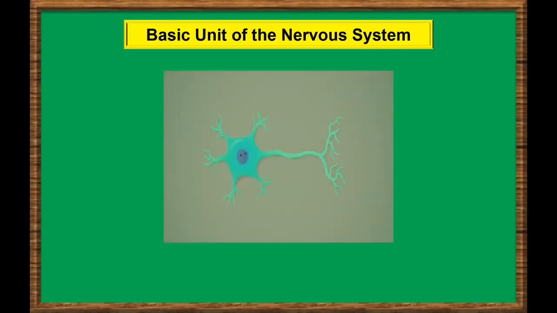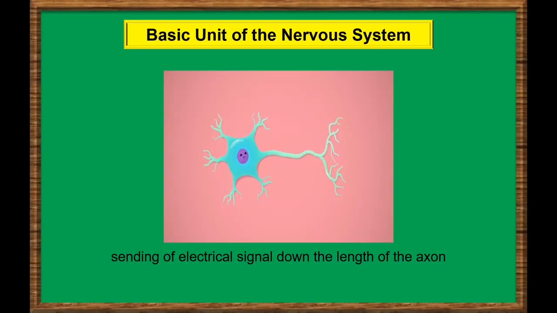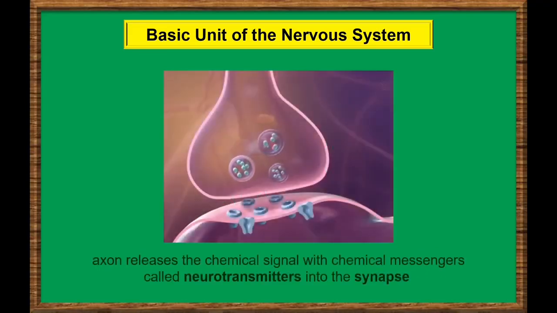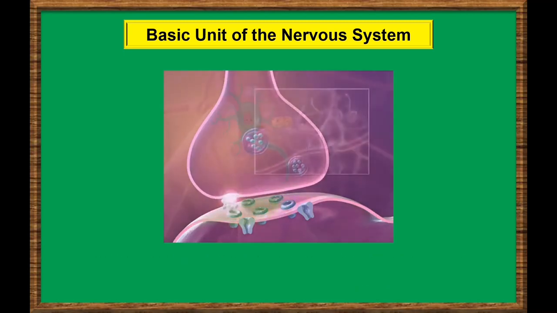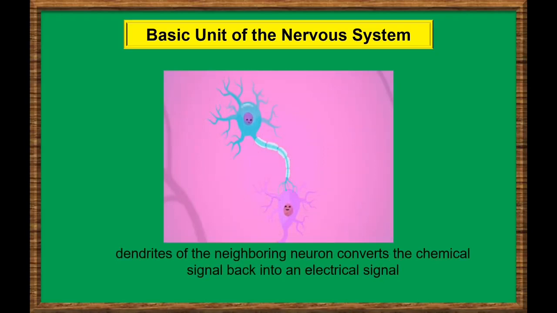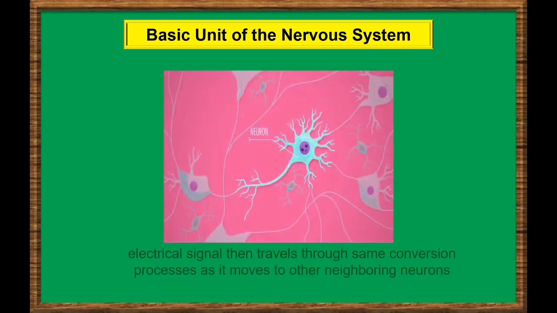Keep in mind that when a neuron sends a message to another neuron, it sends an electrical signal down the length of its axon. At the end of the axon, the electrical signal changes to a chemical signal. The axon then releases the chemical signal with chemical messengers called neurotransmitters into the synapse. The neurotransmitters move the signal through the synapse to the neighboring dendrite, which converts the chemical signal back into an electrical signal. The electrical signal then travels through the neuron and goes through the same conversion processes as it moves to neighboring neurons.